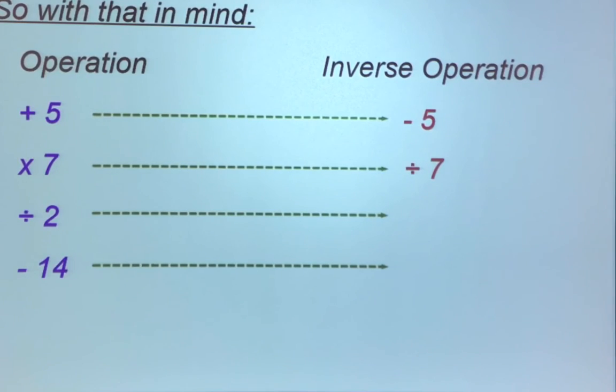The next one, what if we divide by 2? How can we undo dividing by 2? What's our inverse operation for divide by 2? Yeah, exactly. It's multiply by 2.